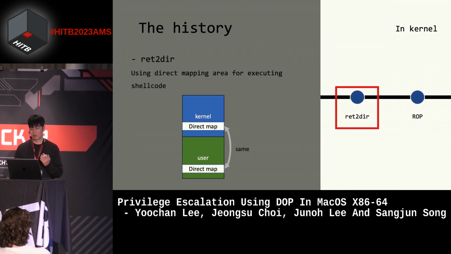The return to direct map is a technique that was invented when the user area became unusable. In the kernel, there is a direct map that maps the same physical memory as user space memory. The attacker used the direct map to store shellcode or ROP gadgets and exploit by using them. In the past, this direct map had read-write-execute permissions. For mitigation, the kernel developers changed the permission.